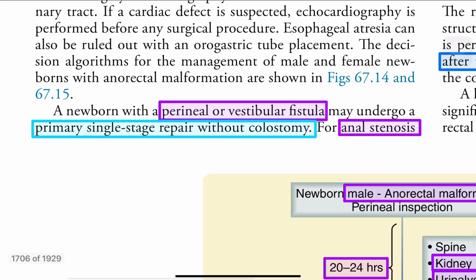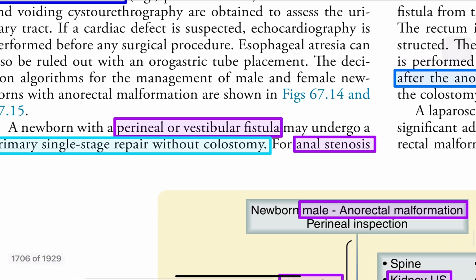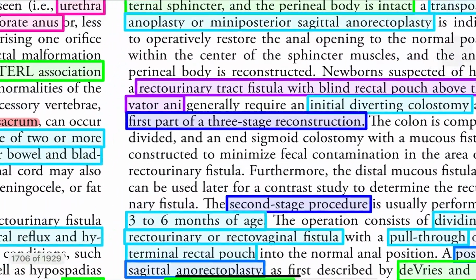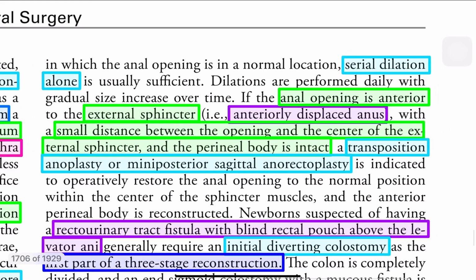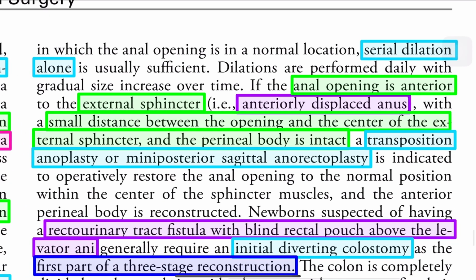So perineal or vestibular fistula may undergo primary single stage repair without colostomy. Anything with perineal or vestibular fistula is low, which means you don't have to do colostomy; you can repair with primary single stage repair without colostomy. If anal stenosis is present, you have to dilate. Just serial dilatation will suffice.